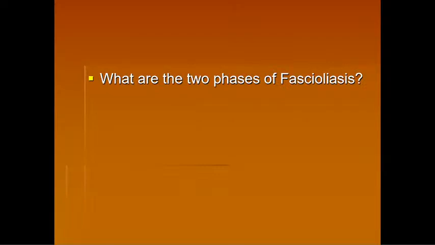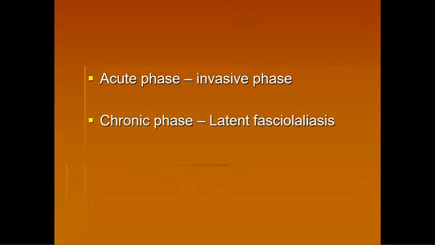Alright, so now let's move on to the two phases of fascioliasis. So you have an acute infection and you have a chronic infection. Okay? So it is the invasive phase where you can see a high amount of blood loss. And the latent fascioliasis is, of course, characterized by eosinophilia. I don't need to discuss this to you guys because this is more or less pathology, or the pathogenesis rather.